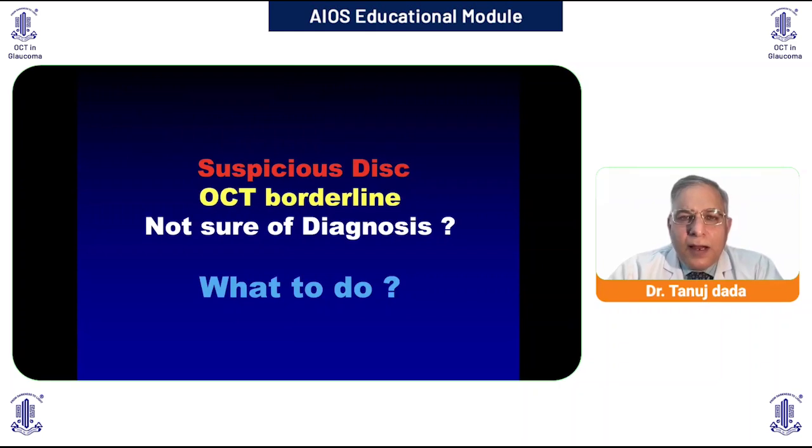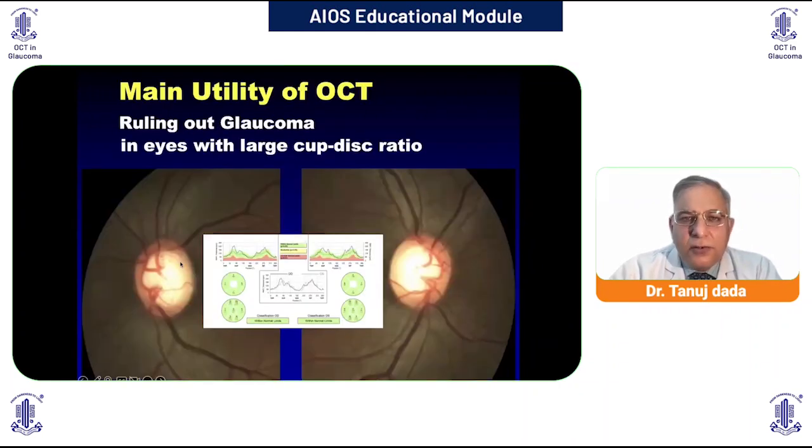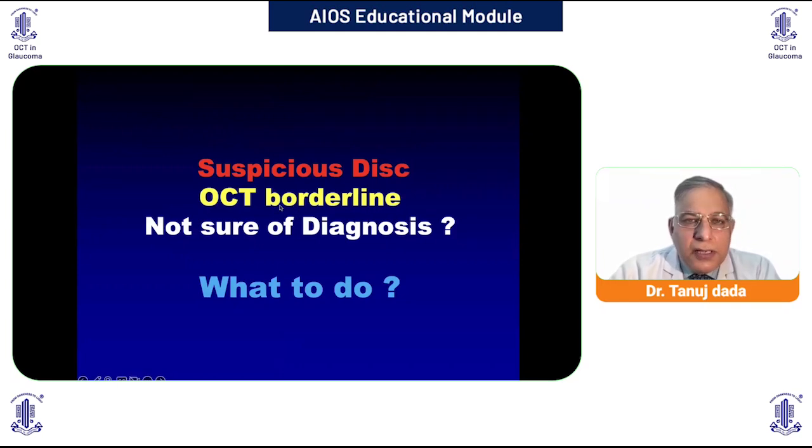The major problem arises if you have a patient with a large cup disc ratio and your OCT is borderline. So now you are not sure of the diagnosis. So here comes a major dilemma whether you should label the patient as glaucoma and start lifelong treatment, if there is a suspicious disc and the OCT is marked as borderline and you are not sure of the diagnosis.